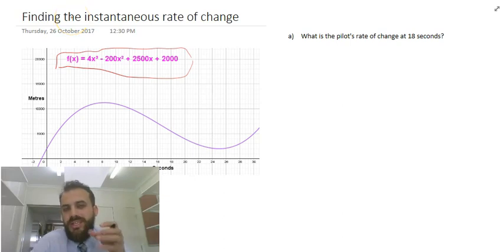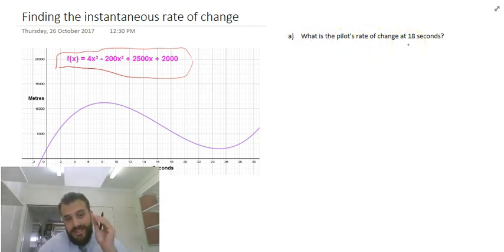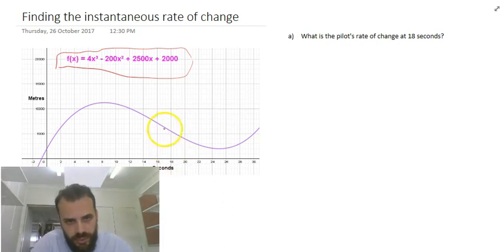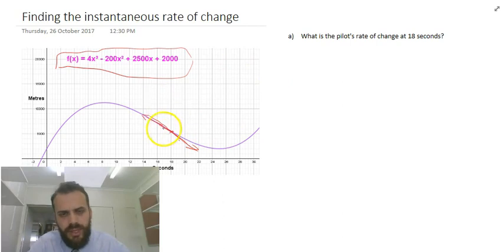Now, if we want to find the instantaneous rate of change at any time for this pilot, for instance, what is the pilot's rate of change at 18 seconds? Exactly at 18 seconds. What we're really doing is taking a point at 18, drawing a tangent at that point, a line that just touches the function at 18 seconds, and finding the gradient of that function. That's what's really happening here.